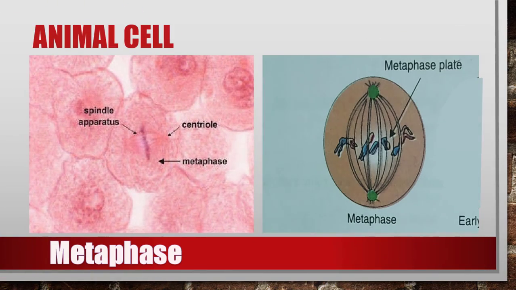Next stage is the metaphase. Metaphase is identifiable with the help of the arrangement of the chromatids at the equatorial plane, that means the middle portion of the cell. And you will find the centrioles have now taken the two polar positions, and hence they have formed the spindle apparatus, which is attached to the middle portions of the chromatids, that means the centromere region.